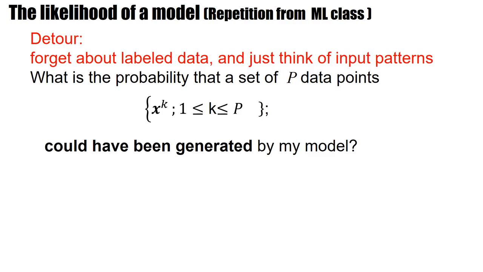Now, we start with a little detour. To make things simpler, we forget for the moment about the labels and just think of the input patterns. So now I have a data set which just has x values, p of these, we have p data points, and we ask, what's the probability that these set of data points could have been generated by my model?